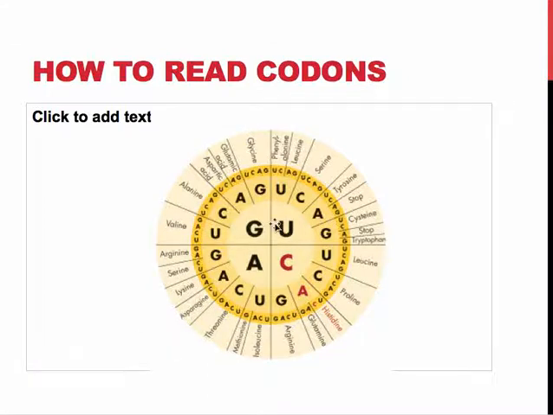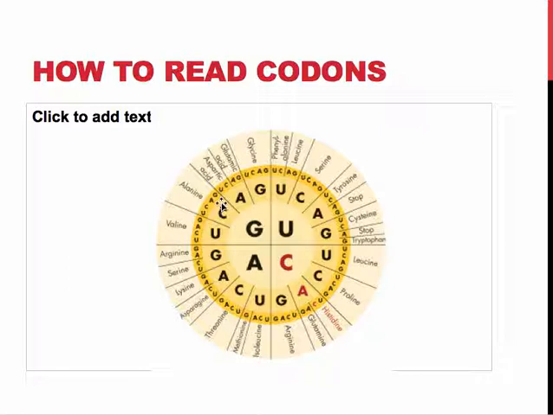Since there are 4 different letters, and there are 3 letters in a codon, you end up getting 64 different possible codons. So it could be GCA, GCG, GCC, etc. There's 64 different combinations.